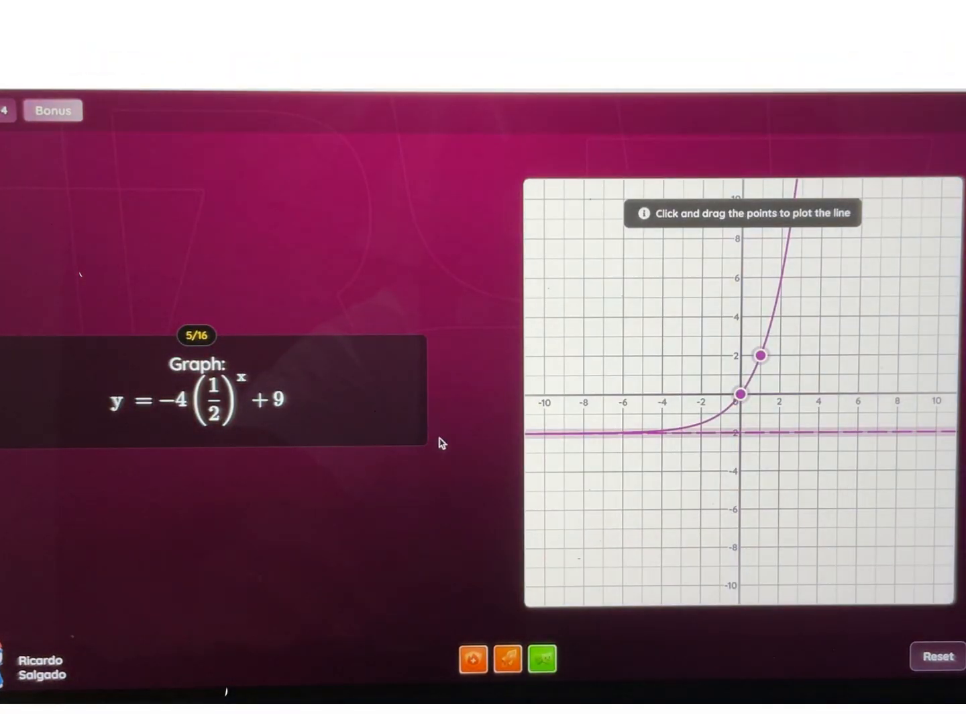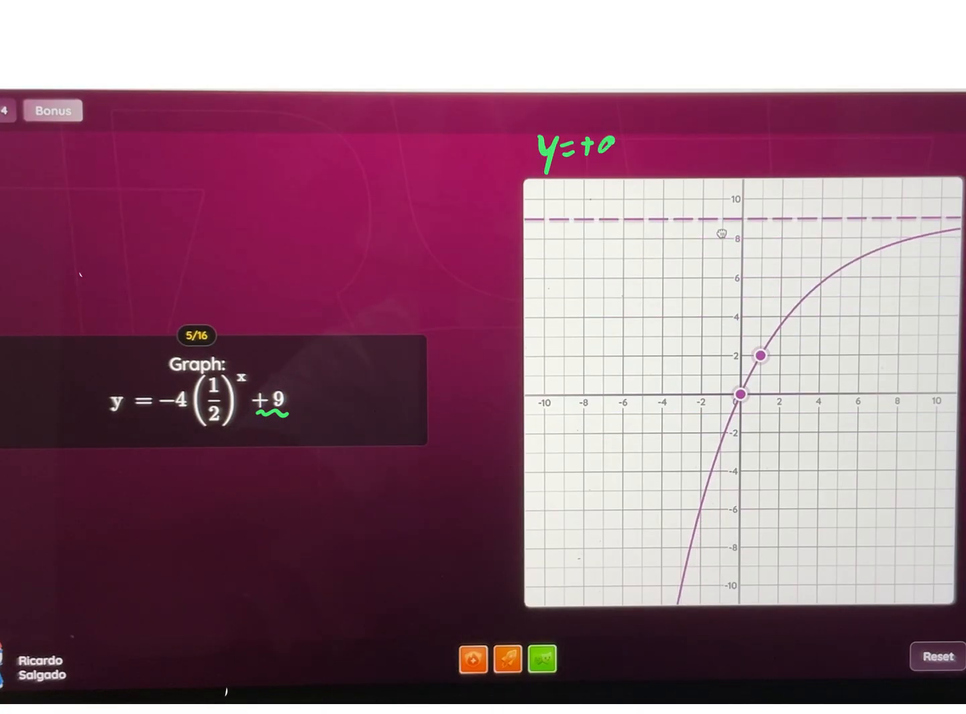Let's try another. The asymptote is 9. So take this guy, which is at -2, move it up to 9. Let's start by doing that first. That's easy. It's at 9 now. And then let's plug in the number 0 and the number 1. Plug in the number 0 into an XY table.